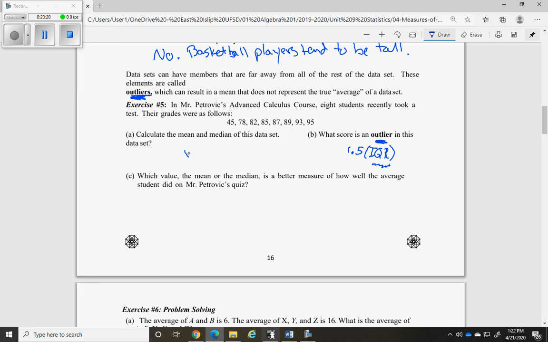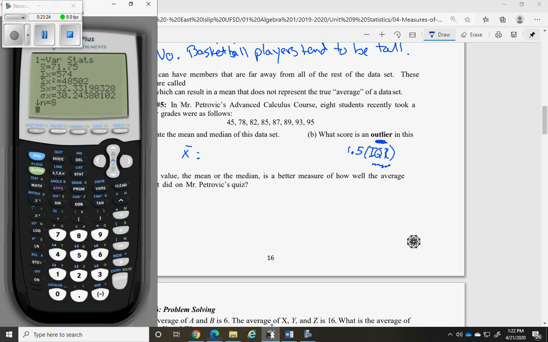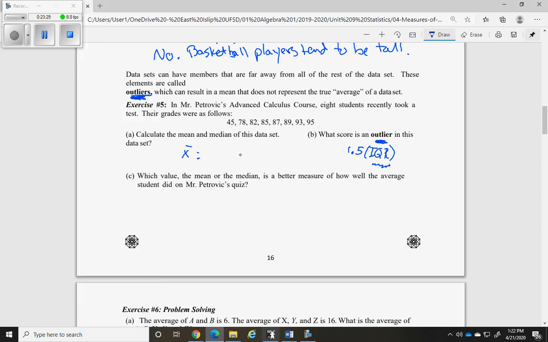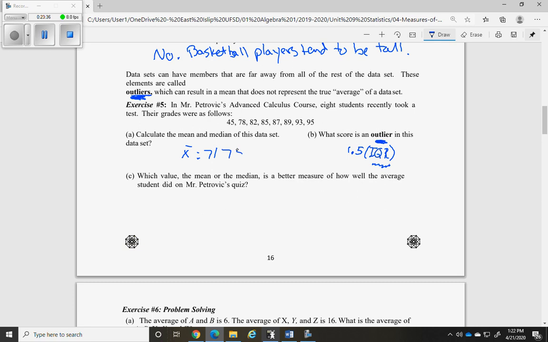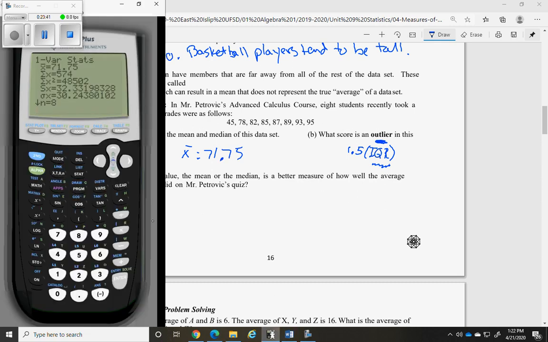And I could see that the mean, to the nearest, does it tell us to the nearest something? Calculate the mean and the median. Nope, so I'll just write down what I see. 71.75. Did I enter that right? When I did it on my own, I found a different answer. I'm going back to look at my list. 45. Aha. Do you see this?